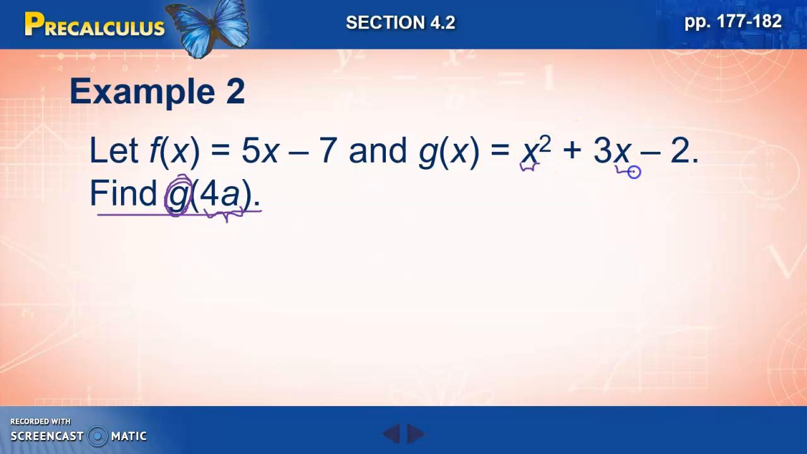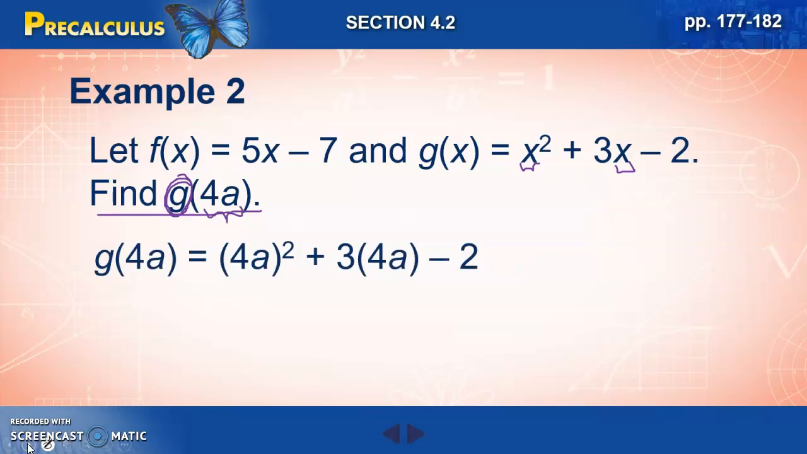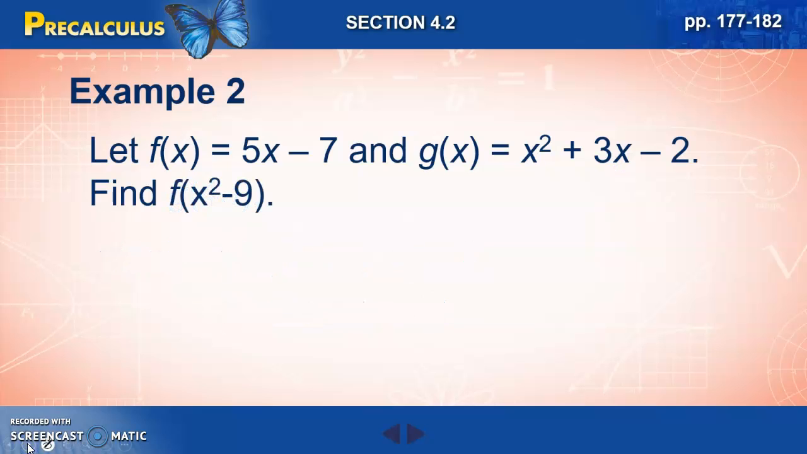So every time we have an x, we're going to substitute in 4a, which looks like this: 4a squared plus 3 times 4a minus 2. That gives us 16a squared plus 12a minus 2.